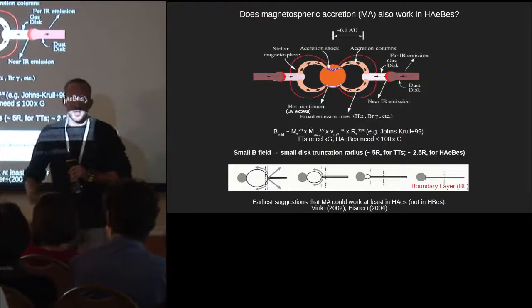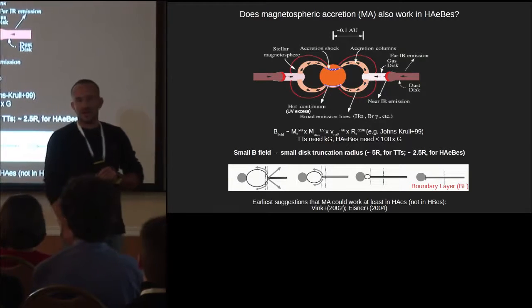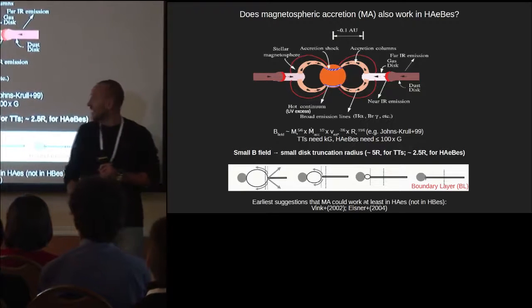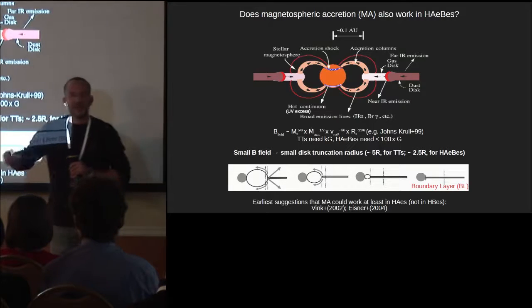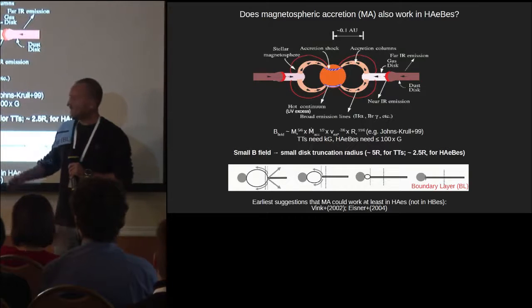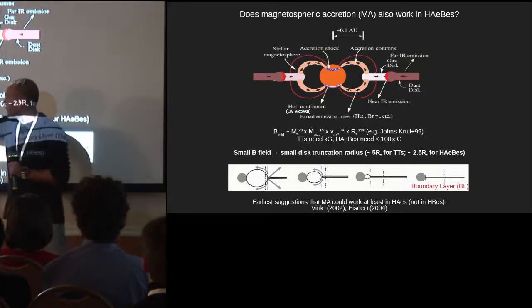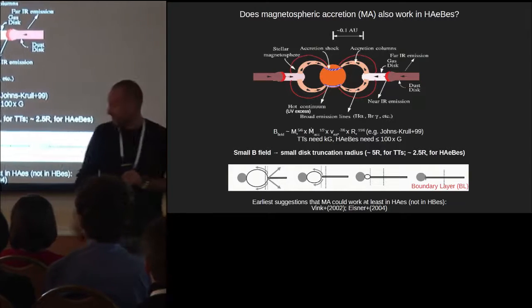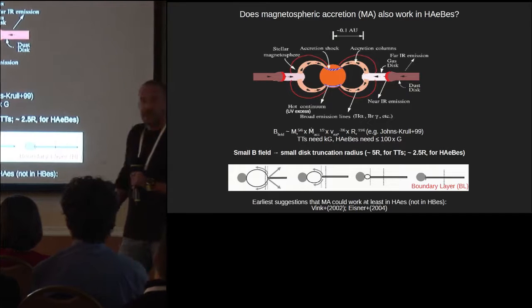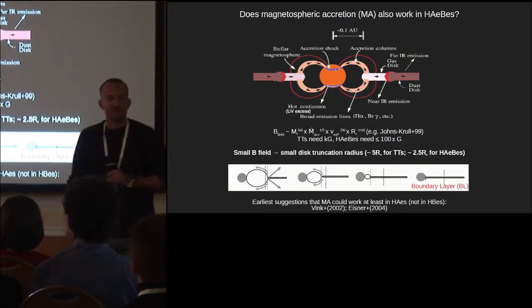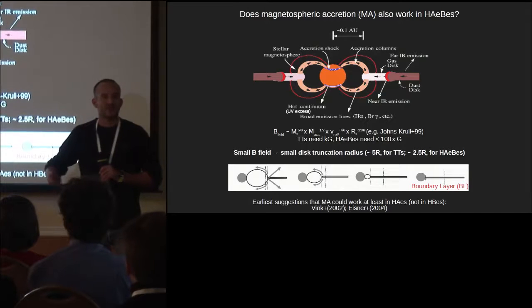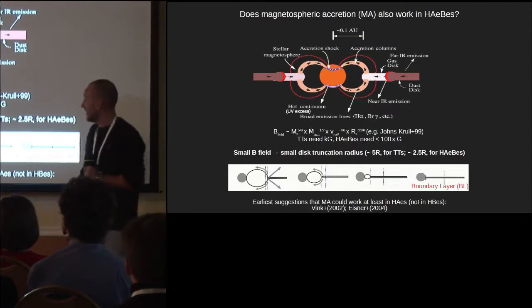So if one goes to the classical formula by Ghosh and Lamb, and Königl et al., or the ones that are summarized here by Johns-Krull et al., one sees that the magnetic field required to drive magnetospheric accretion depends on the mass accretion rate and several other stellar parameters. So if one plugs in the typical parameters for a T Tauri star, one sees that we need a kilogauss magnetic field, which is actually what is measured for T Tauri stars.